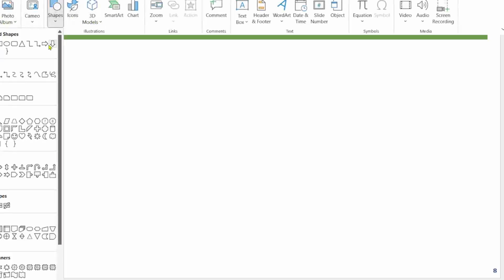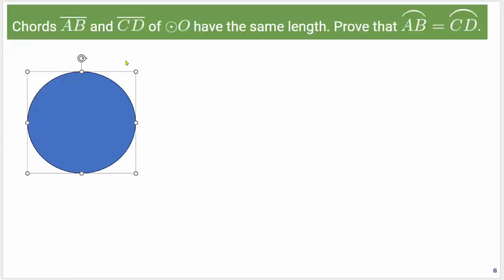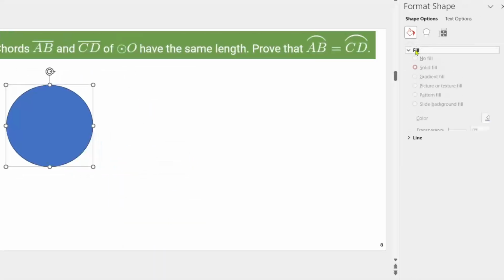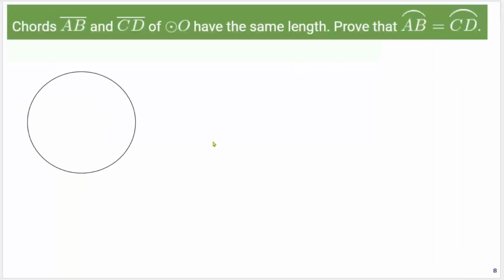So let's draw a circle. Okay, this is circle O. We have some points A, B, C, D. Okay, so given that the chord AB equals the chord CD, can you prove the corresponding length of the arc AB also equals arc CD?